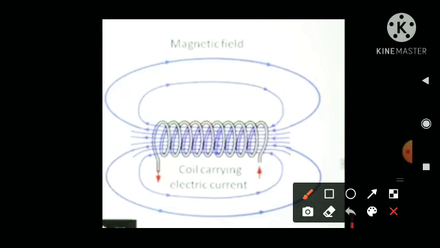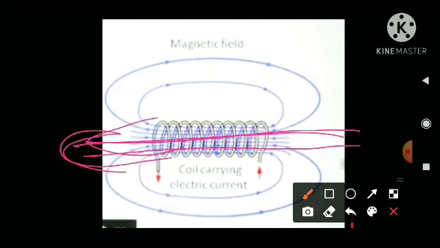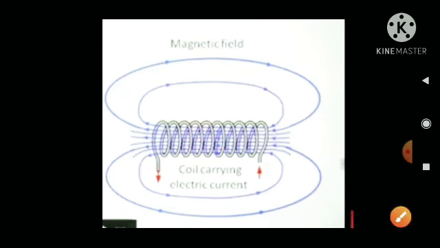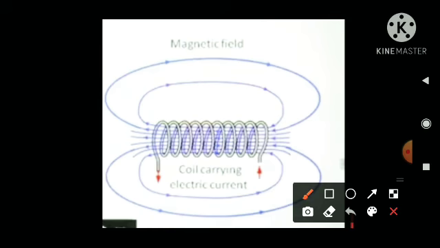The field lines inside the solenoid are in the form of parallel straight lines. Inside the solenoid they are parallel straight lines, which means the field is uniform inside the solenoid. All the current direction is uniform, the same inside the solenoid.